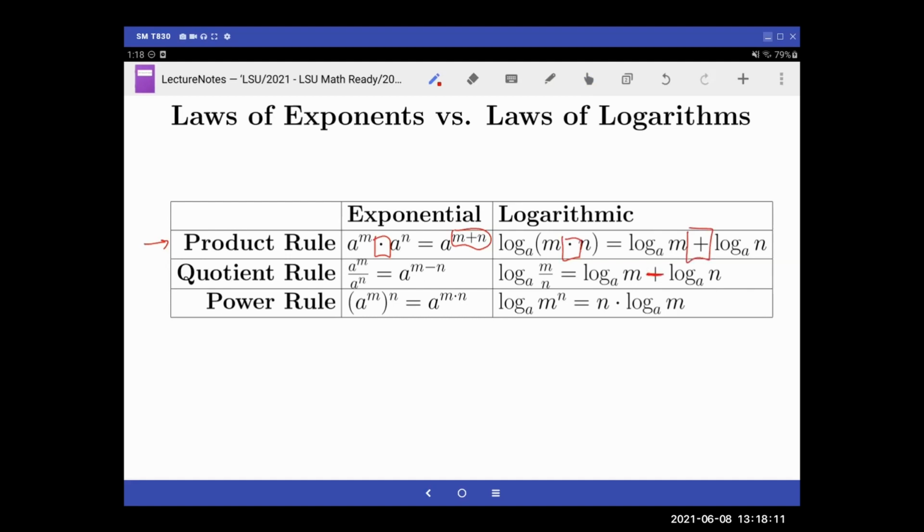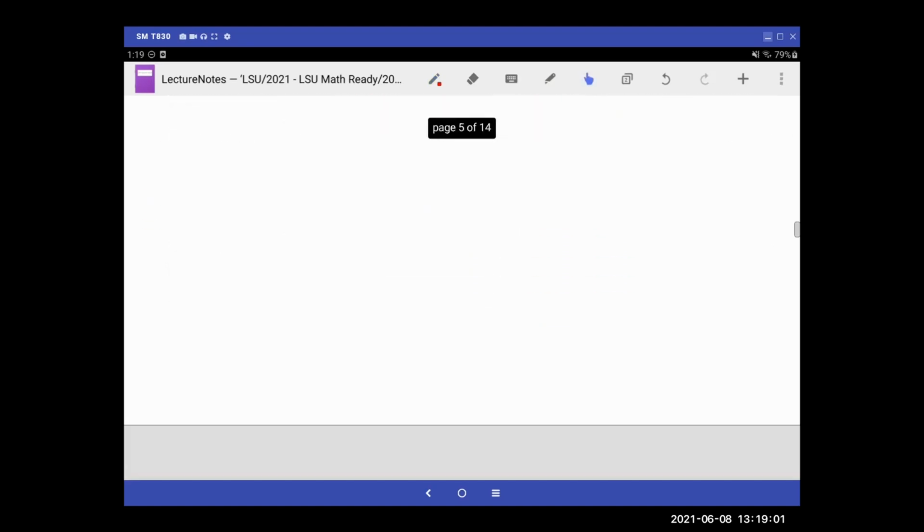This should be a minus sign, because it takes division and turns it into subtraction. Division and subtraction. It takes raising something to a power and changes it into multiplication. Okay, same thing here. Takes something raised to a power, changes it into, you can see it, multiplication. Okay, so anyway, that's the point I want to make there.